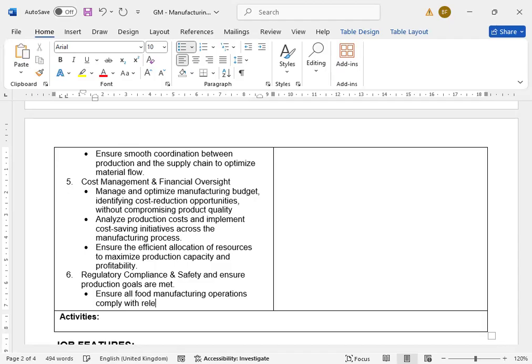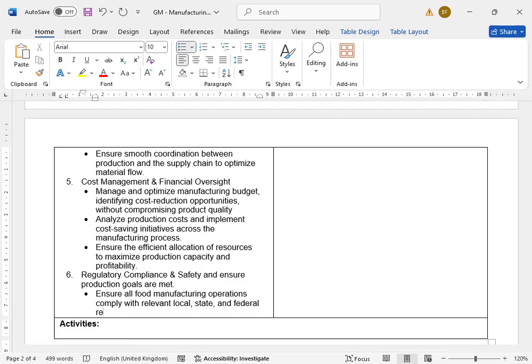relevant local or state and federal regulations, including food safety standards and workplace safety also.